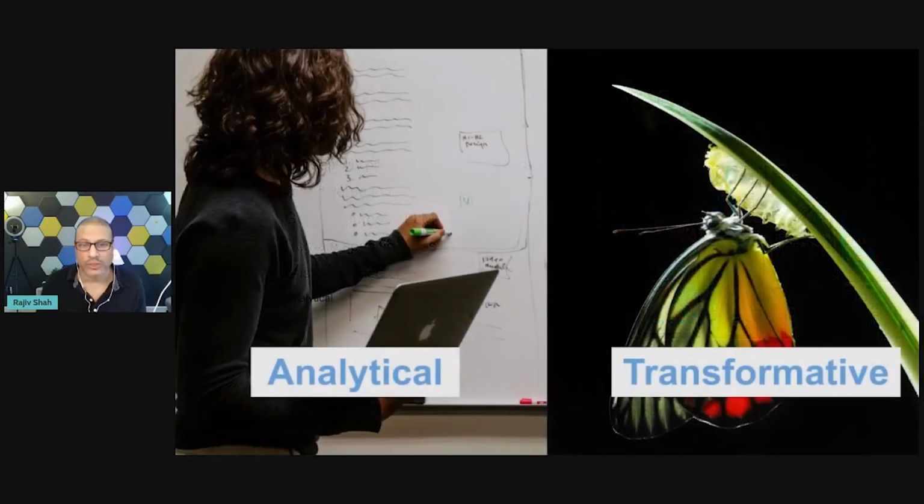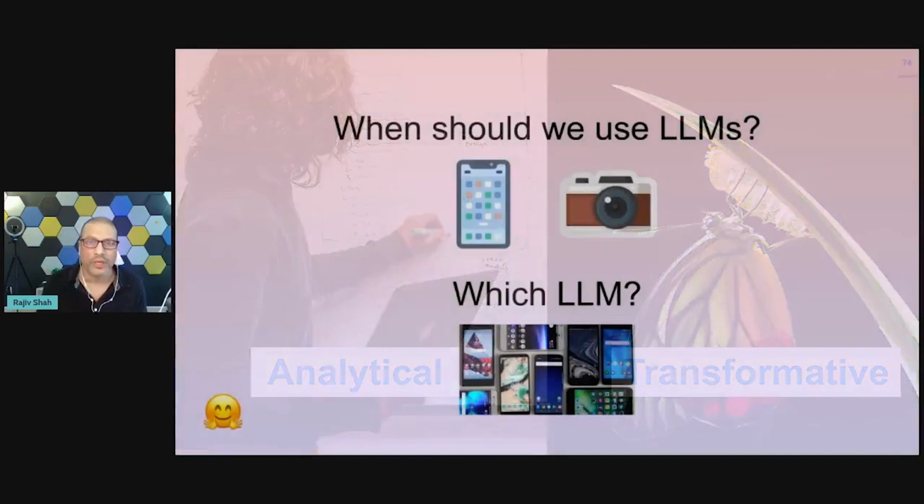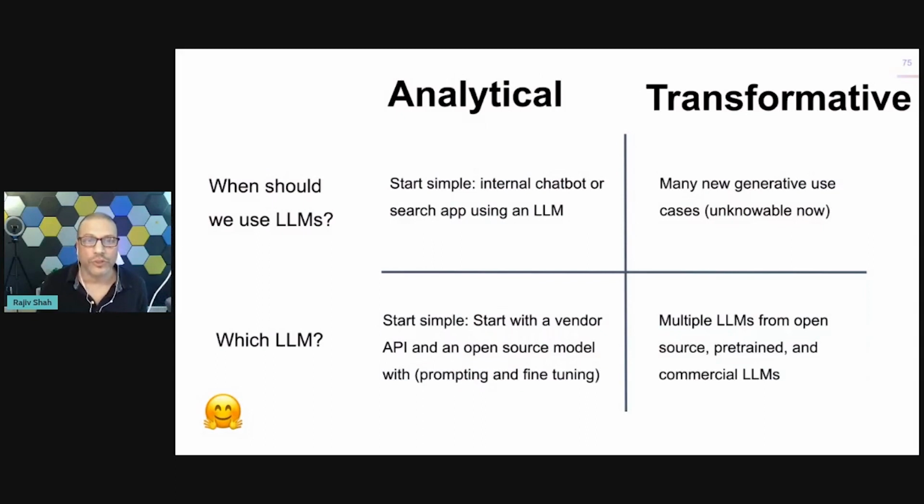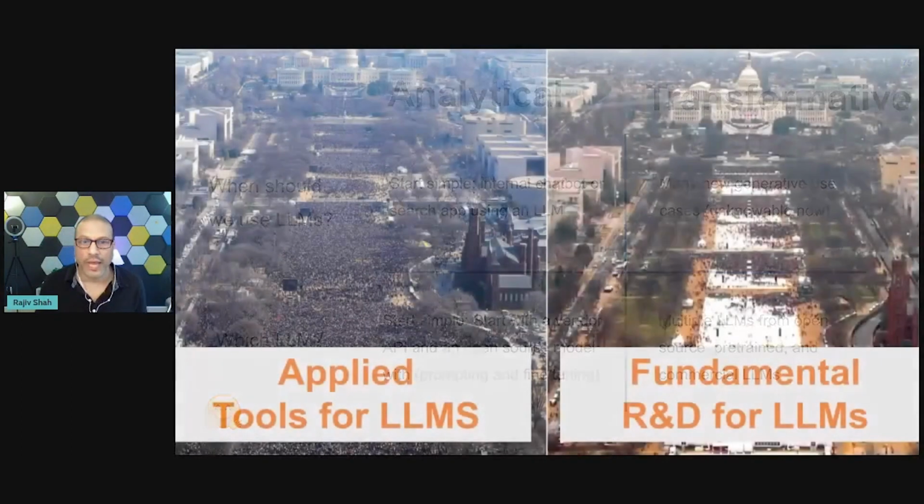So when I asked this question, when we talked about these different pieces, the analytic and the transformative, and what should we use for LLMs and which LLM, this is what I want to leave you with. Right now, you should go ahead and start simple: get an internal chatbot running, build a search app using an LLM, start with a vendor API, and get an open source model as well. Figure out how inside your enterprise you're going to start allocating GPUs and getting all of that infrastructure set up, because we are going to get to a world where we're going to have crazy use cases and you're going to have multiple large language models. So getting your teams up to speed on that is going to be really important.